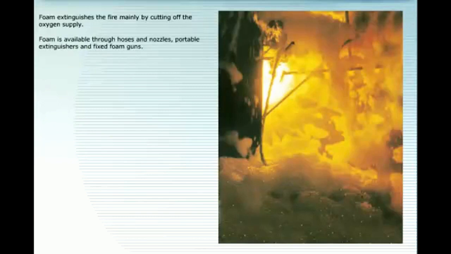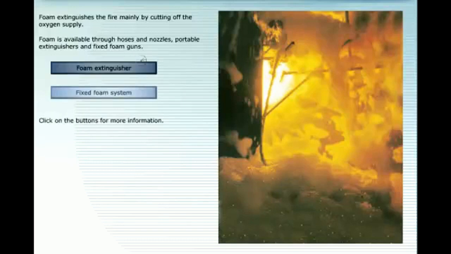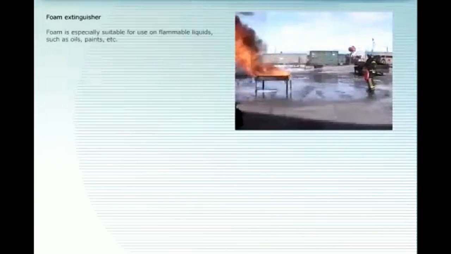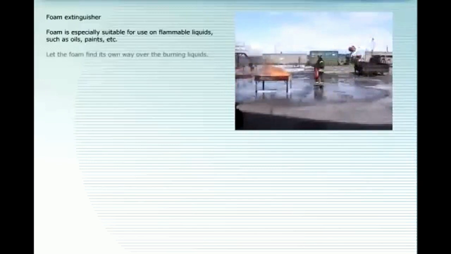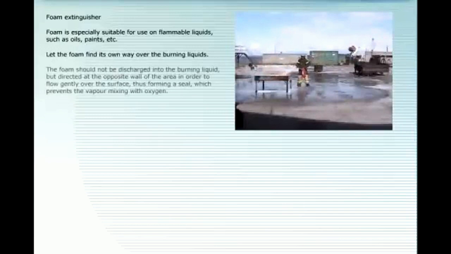Foam is especially suitable for use on flammable liquids, such as oils, paints, etc. Let the foam find its own way over the burning liquids. The foam should not be discharged into the burning liquid, but directed at the opposite wall of the area in order to flow gently over the surface, thus forming a seal, which prevents the vapor mixing with oxygen. Foam must be applied continuously and without interruption.